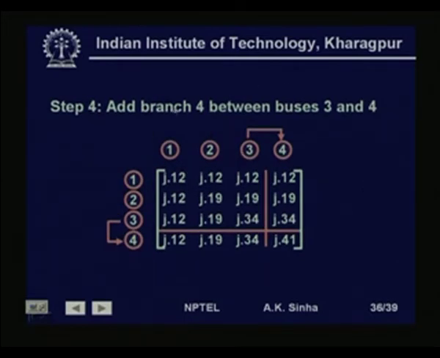Again add branch 4 between bus 3 and 4, a new bus is added connecting to an existing bus, again type 2 modification. So, again the fourth row and column are the same as the row and column for the third bus. So, this is the column for the third bus which is coming here, this is the row for the third bus which is coming here, and this will be ZB plus Z33, Z33 is 0.34, ZB is 0.07. So, we get j0.41.